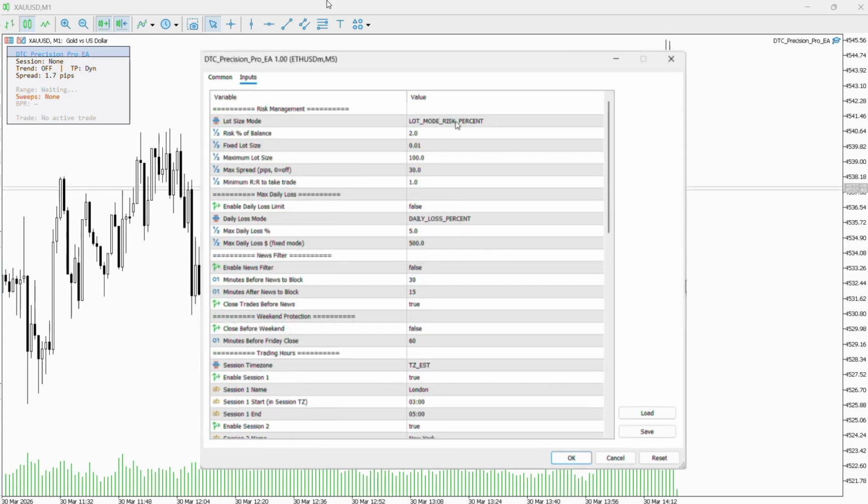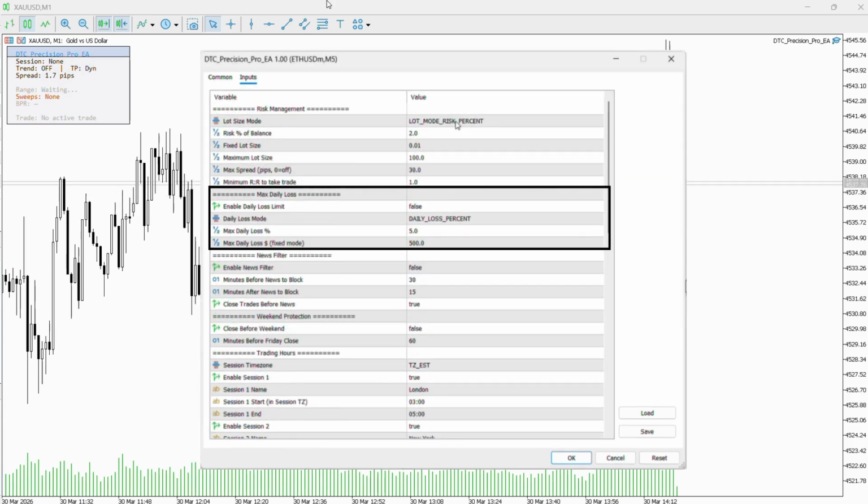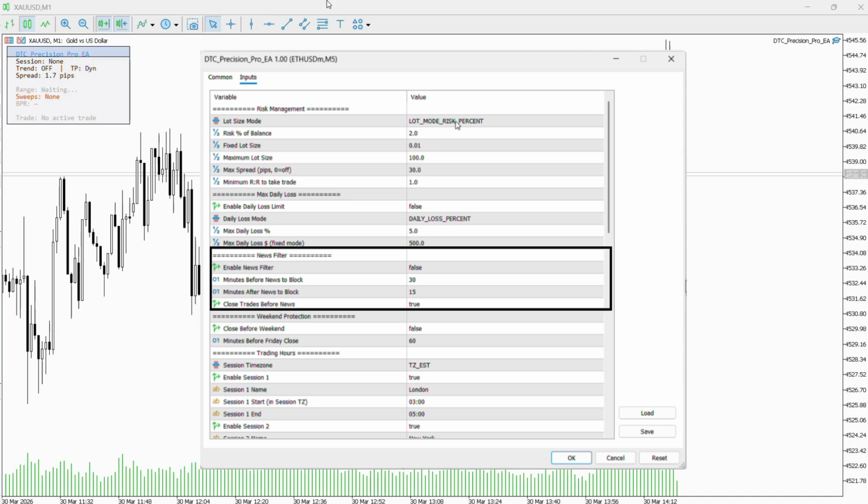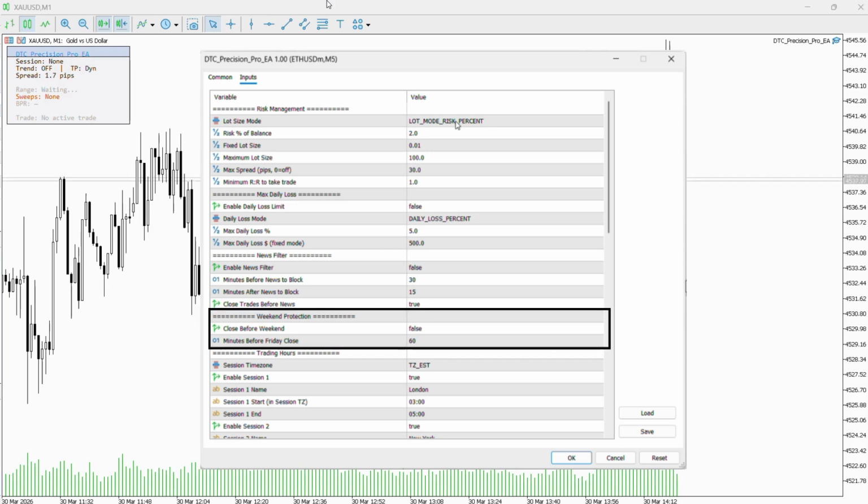3 safety features. Max daily loss stops all trading when your daily loss hits a threshold, either percentage or fixed amount. News filter uses the MQL5 economic calendar to block entries around high-impact news events. And weekend close automatically closes all positions before Friday's market close.